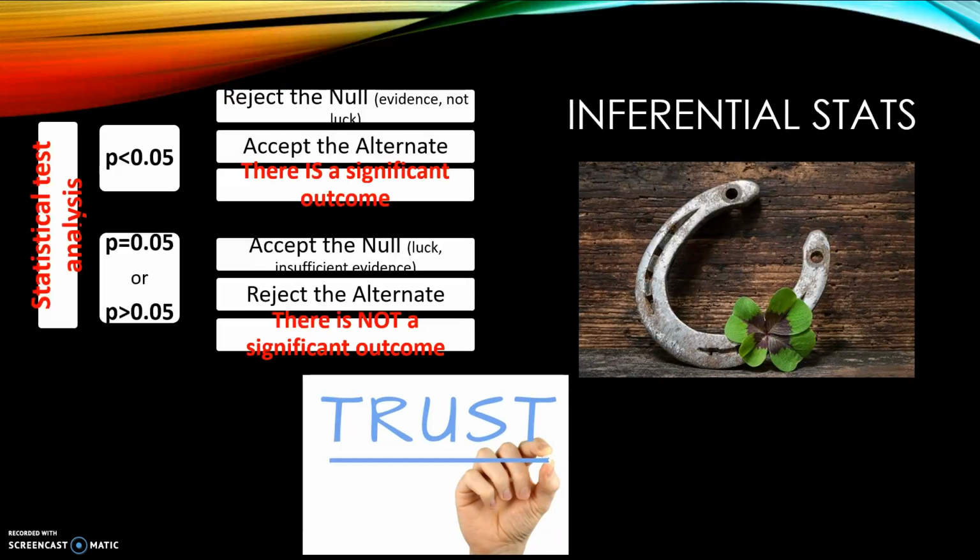Next is skewed data. Negatively skewed data shows that most of the data on the graph is at the higher number values on the x-axis, and positively skewed data shows that most of the data is at the lower number values on the x-axis. So next is the inferential stats.